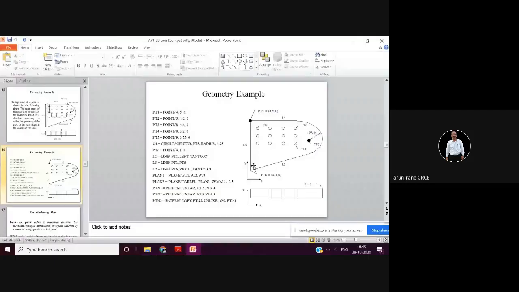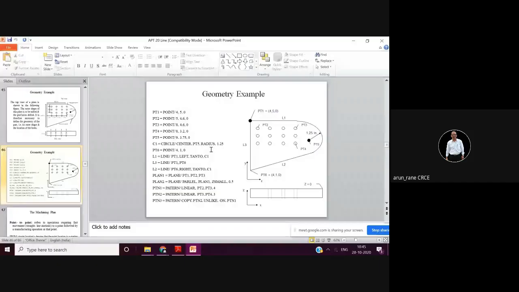Then point 1, point 2, point 3, point 4. And where is point 5? Point 5 is this, which is nothing but the center of this arc. Point 5 is at a distance of 9 inches in x direction and at a distance of 3.75 in y direction. So now once you have defined this point, it is easy to define this circle.